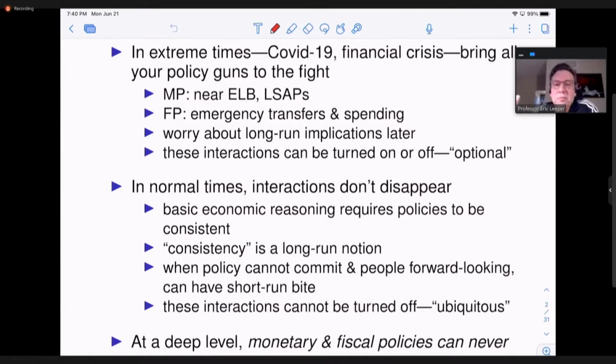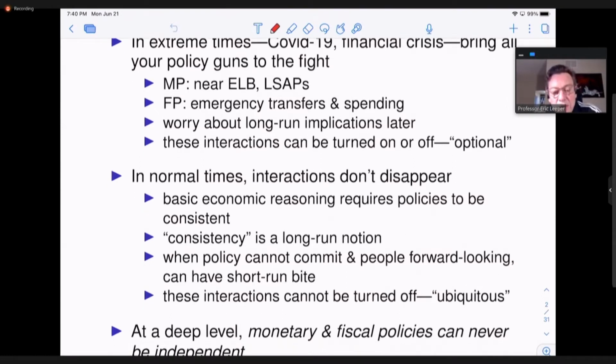But during normal times, policy interactions don't disappear. And there's basic economic reasoning that requires policies to be consistent. And I'm going to get into what I mean by consistent. Now, usually when you're writing down a formal model, consistency is kind of a long run notion. But in environments where policies can't commit and people are forward looking, then even these long run phenomena can have short run bite. So these kinds of interactions cannot be turned off. They are ubiquitous. And at a very deep level, this is not a popular thing to say around central banks, but monetary and fiscal policy can never be independent.